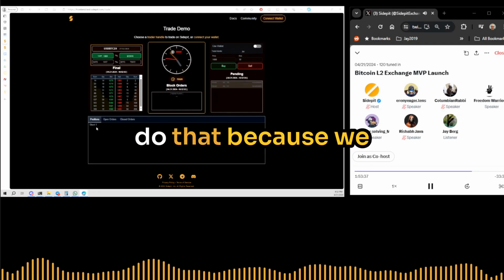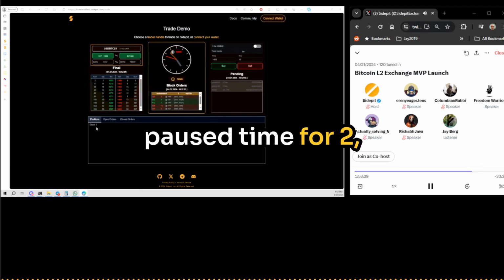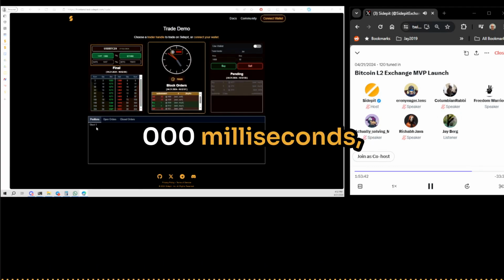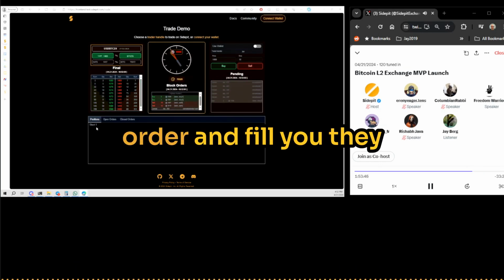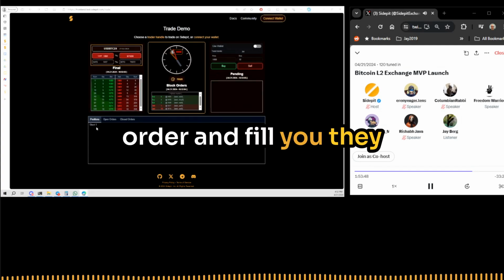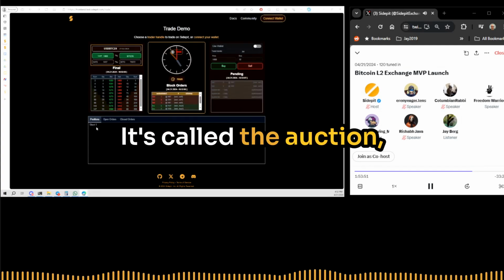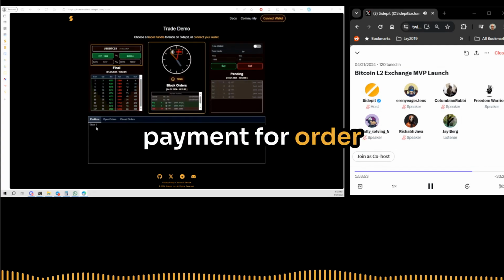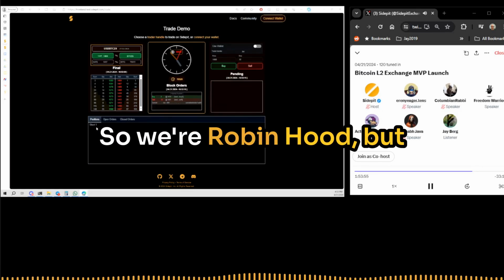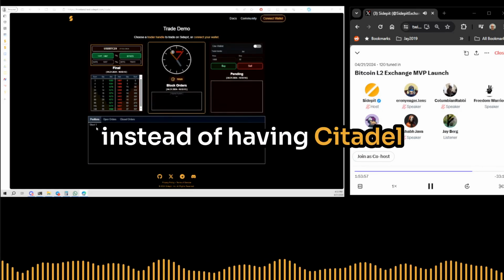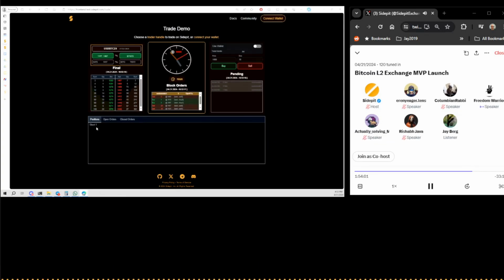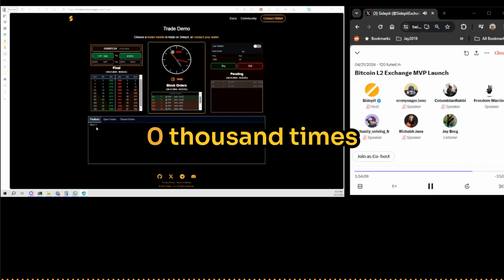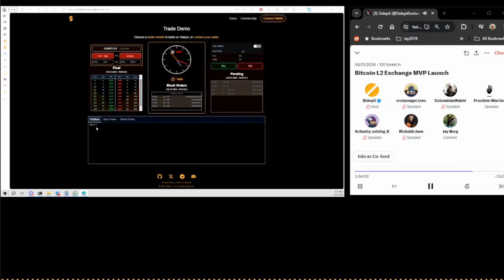And we were able to do that because we paused time for 2,000 milliseconds where people could coalesce around that order and fill you. They compete for your order. It's called auction. It's payment for order flow auctions. So we're Robinhood, but instead of having Citadel get all the money, we give all the money to you guys. That's amazing. Wow. It's GameStop 2.0, 1,000 times a second, baby. We're going to kill this thing.